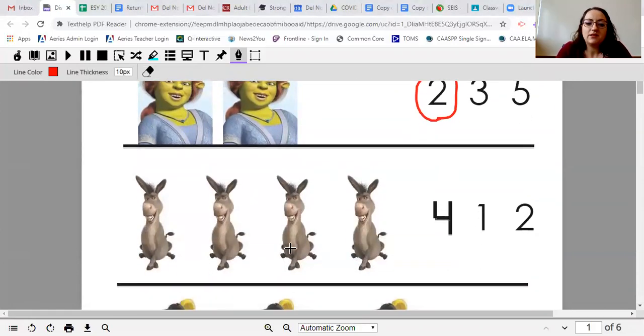Then we're going to count how many of the donkeys from Shrek we have. Our choices are 4, 1, and 2. So we're looking to see how many there are. We're going to count and we got 1, 2, 3, and 4.